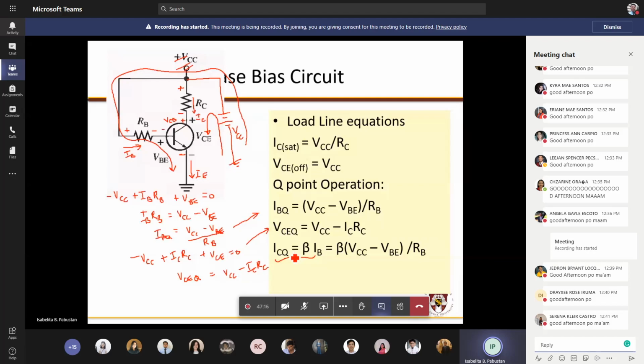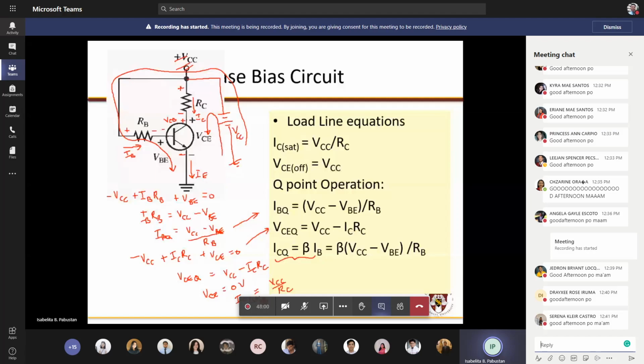In order to get the IC SAT and the VCE cutoff, or the VCE off, you simply set your VCE to 0 volt so that your IC will be equal to VCC over RC. Ano yung IC na yan? IC SAT. Okay? You simply set your VCE.